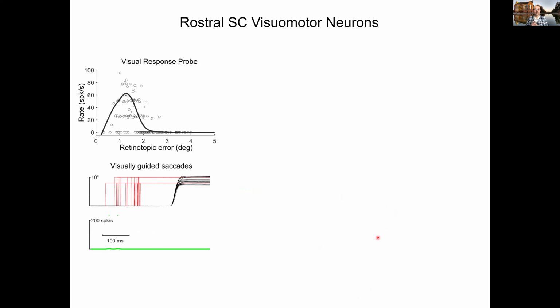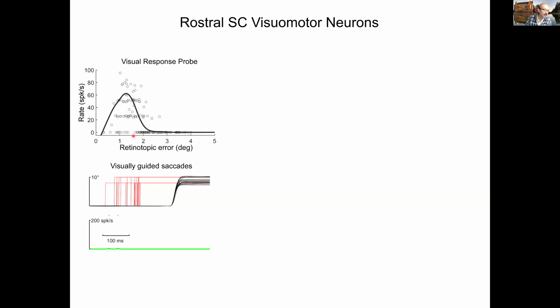So now let's see the rostral visual motor neurons. Here, as you know, the saccade has been adapted during this test. So we have to test the site of the colliculus not using the eye movement, because it's already distorted by the adaptation. Instead, we use a visual response probe. It's simply that the monkey is fixating, and then you flash the target at different locations.